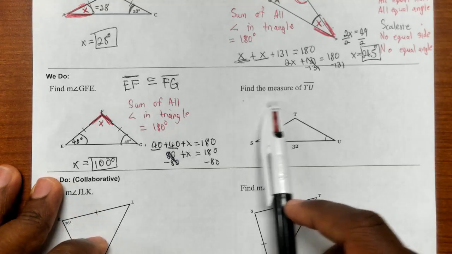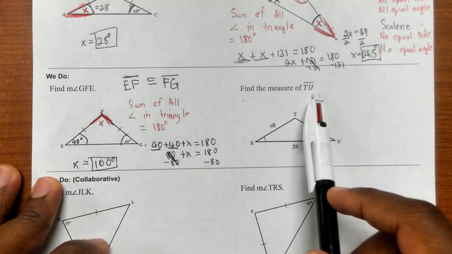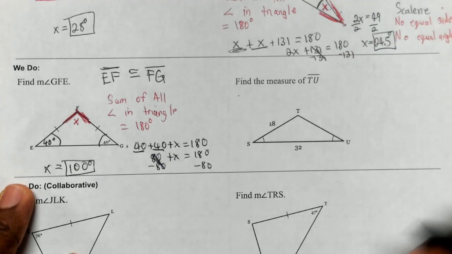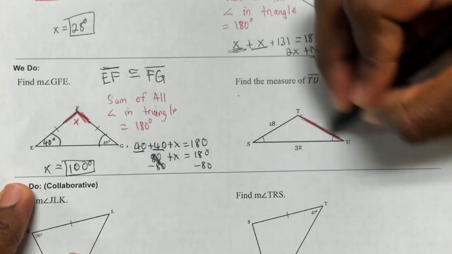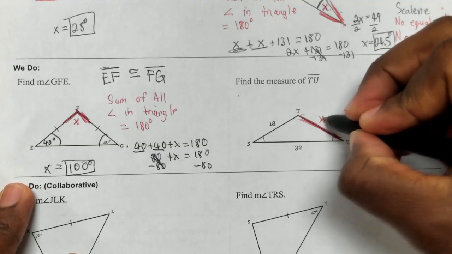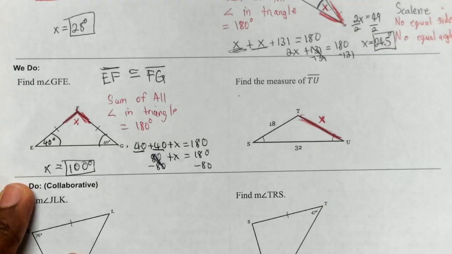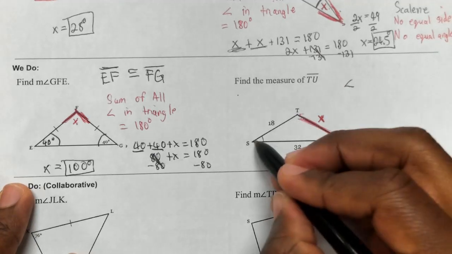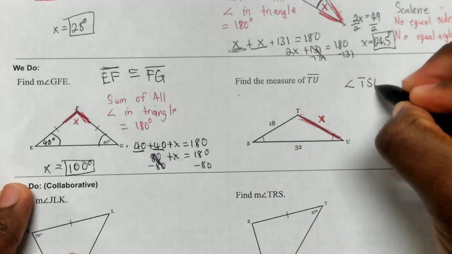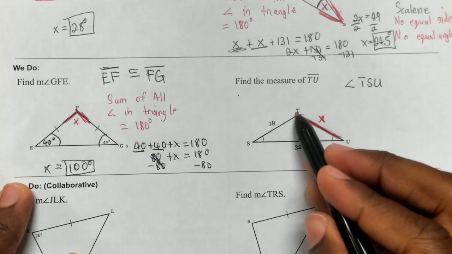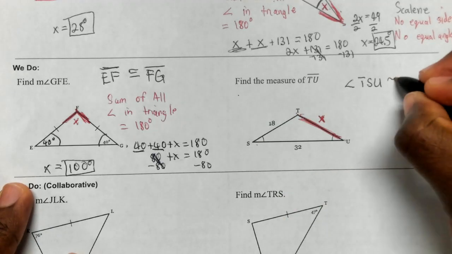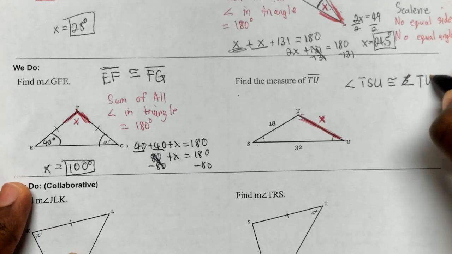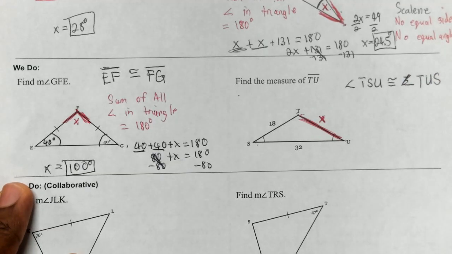So it says find the measure of the line. So this time we're finding the measure of line TU. Well, TU would be this line right here, and we're going to call that line x. So what do we know? Well, we know that the angle right here, TSU, is equivalent to which angle? TUS. So it's equivalent to angle TUS.